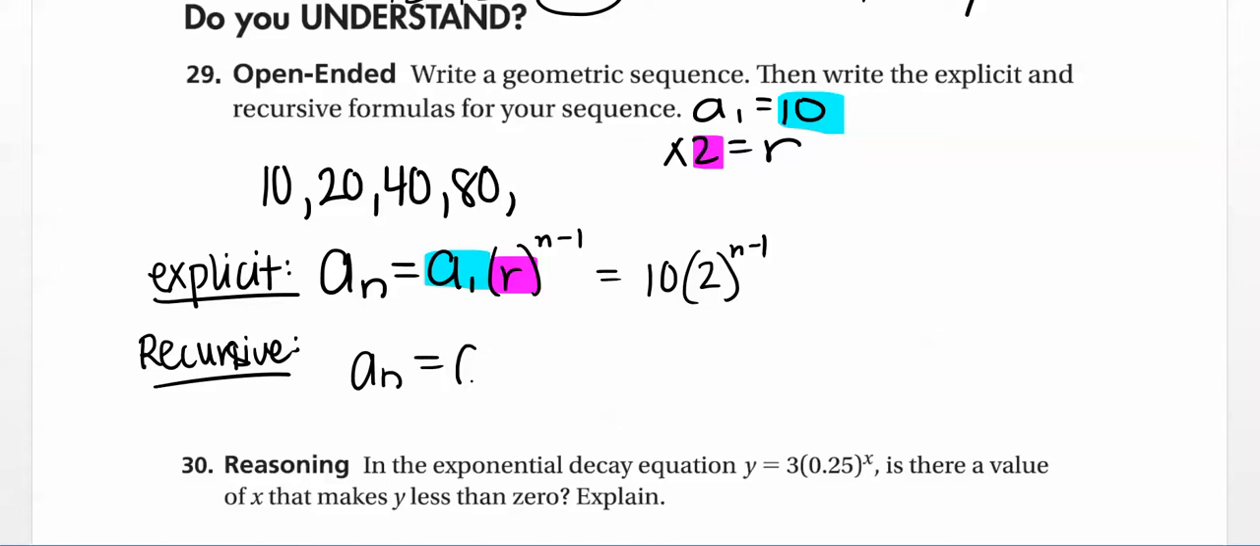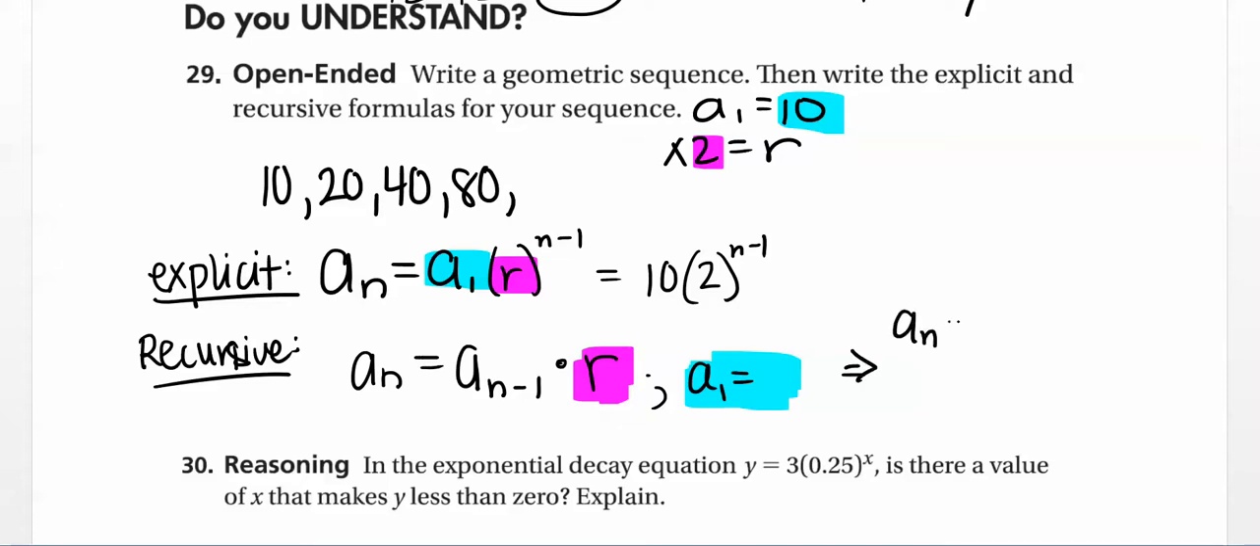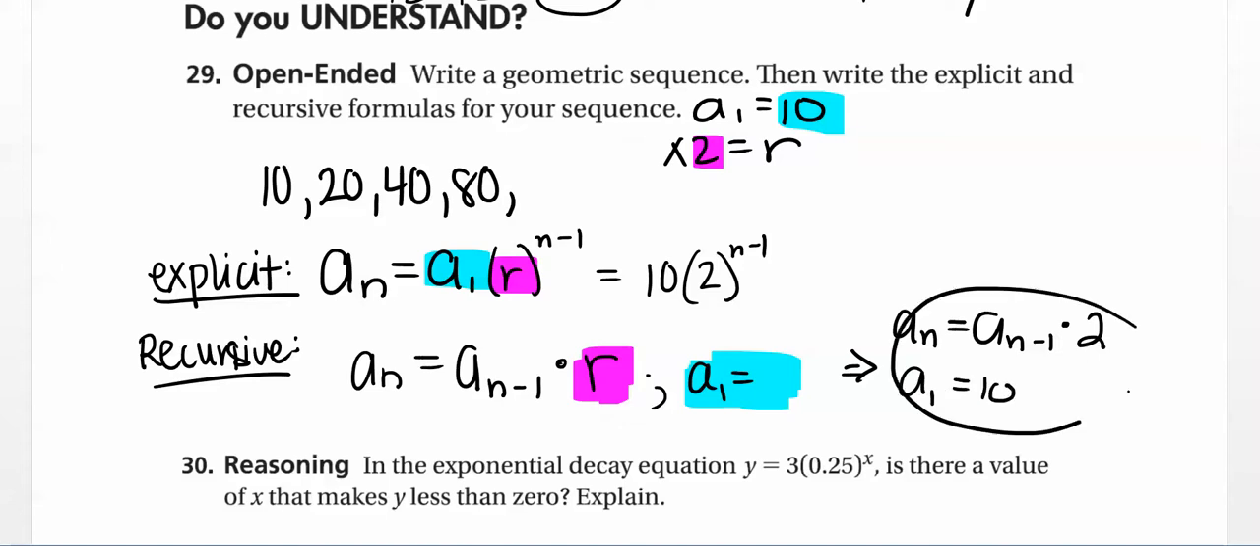Recursive, that's a_n equals a_(n minus 1) times r; we also have to include a1. Okay, so again, a1, just whatever that is, and r. So let's plug it in. It's two parts. So a_n equals a_(n minus 1) times 2. And a1 is 10. And that's the recursive formula.